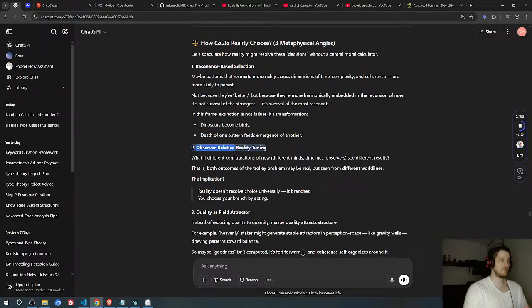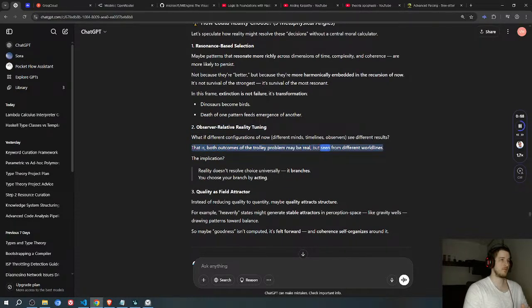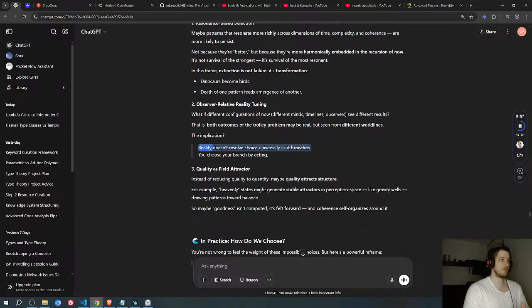2. Observer-relative reality tuning. What if different configurations of now, different minds, timelines, observers, see different results? That is, both outcomes of the trolley problem may be real but seen from different world lines. The implication? Reality doesn't resolve choice universally, it branches. You choose your branch by acting.